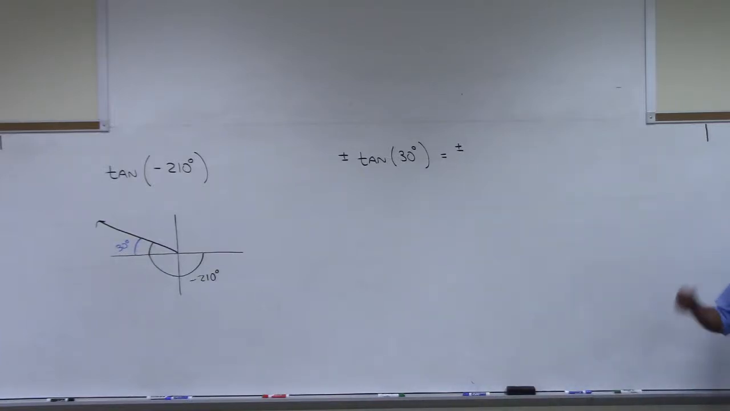All right, so what is this? Tangent of 30 degrees. 1 over root 3. Okay, so where are you getting that from? That's from the 30, 60, 90 triangle. Okay, so you can go off of what we know about 30 degrees.